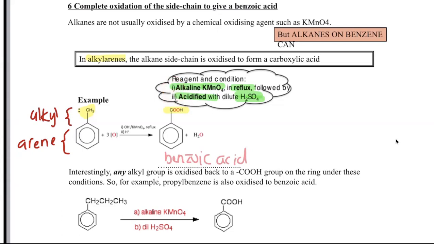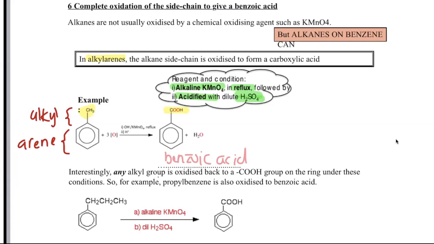Yes, when they ask you to write down the reagents and conditions to oxidize your alkyl benzene or alkyl arenes, it has to be numbered. Because if you don't number them, if you just write alkaline potassium manganate, acidified sulfuric acid, this means that you are adding everything together, which is wrong. Okay, so please take note of the number.